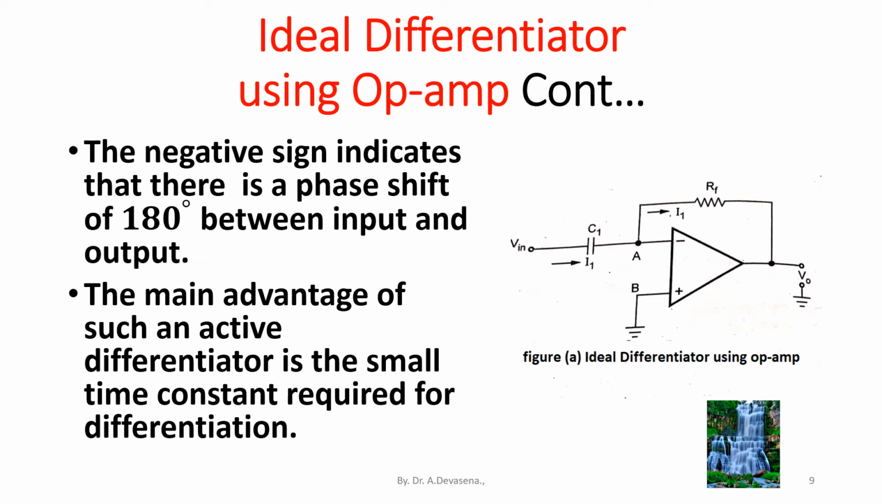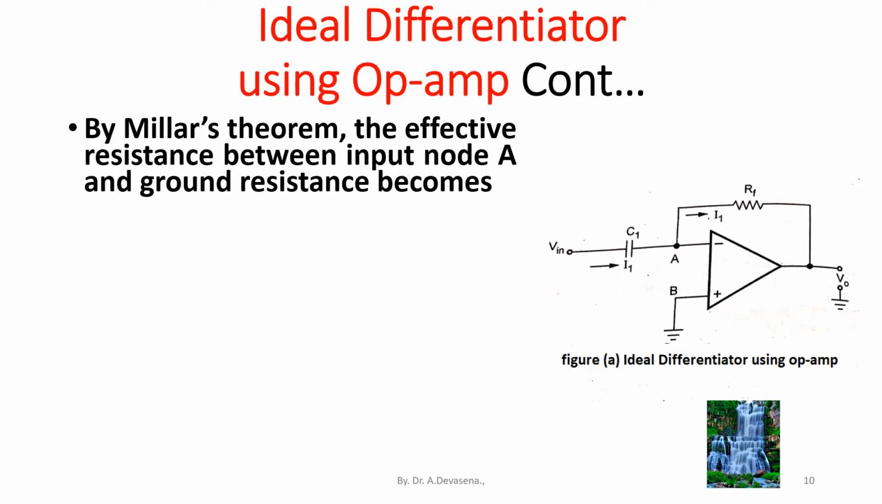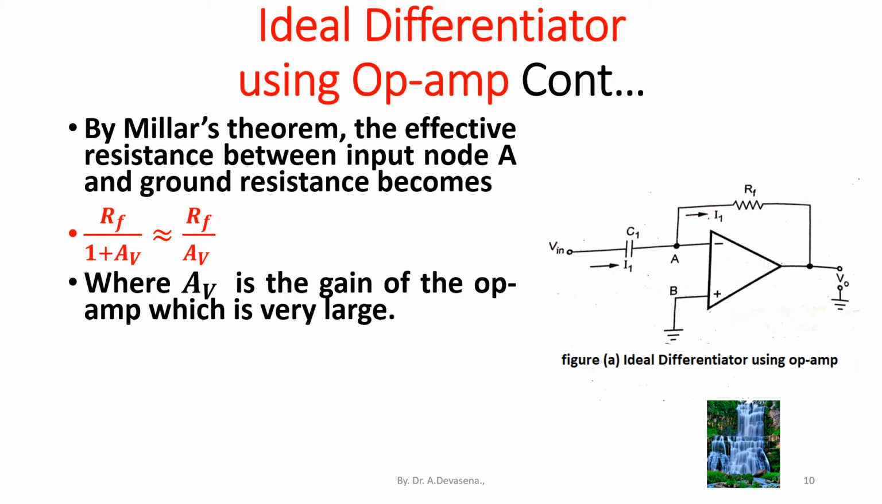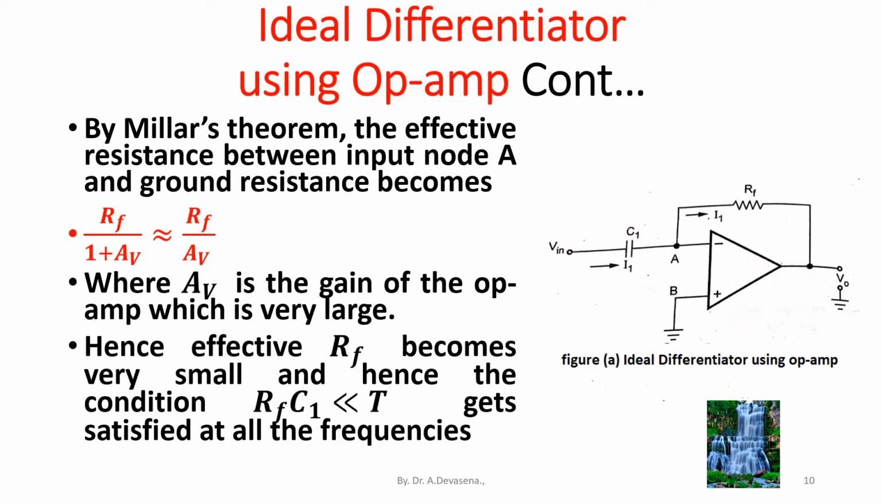The main advantage of such a differentiator is the small time constant required for differentiation. By Miller's theorem, the effective resistance between input node A and ground becomes RF divided by 1 plus AV, which is approximately equal to RF by AV, where AV is the gain of the op amp, which is very large. Hence, effective RF becomes very small, and hence the condition RF C1 is very much less than T gets satisfied at all the frequencies.